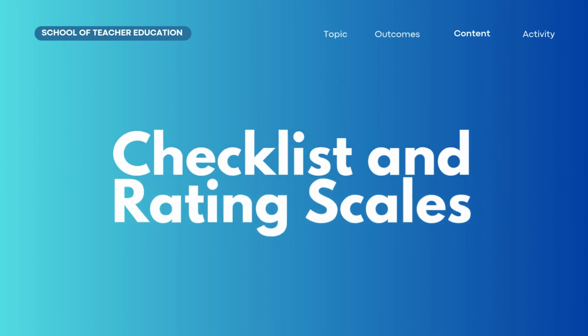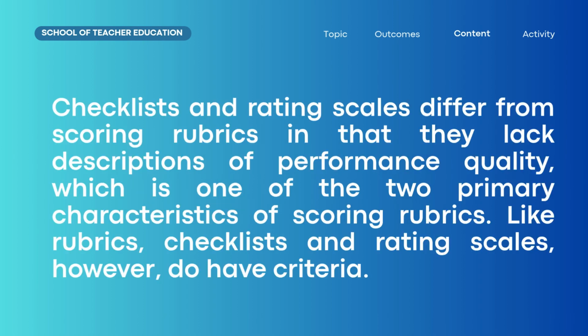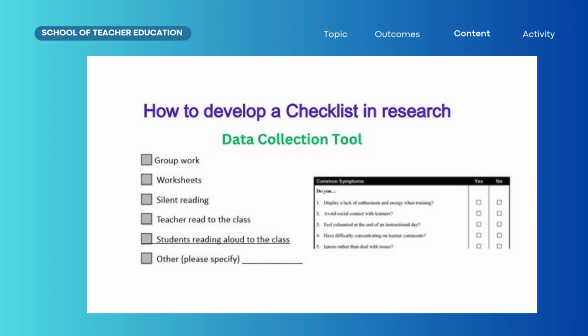Now, these are other types similar to the scoring rubric. We can also have a checklist and a rating scale. For a checklist, it is just whether or not an observable trait is present or observed. So we can just check or X. Here is an example of it. If you want to have a checklist in research, you can just check: is there group work, are there worksheets, silent reading, does the teacher read to the class? Sometimes it's also better to have items like displays a lack of enthusiasm and energy. So it's either yes or no.